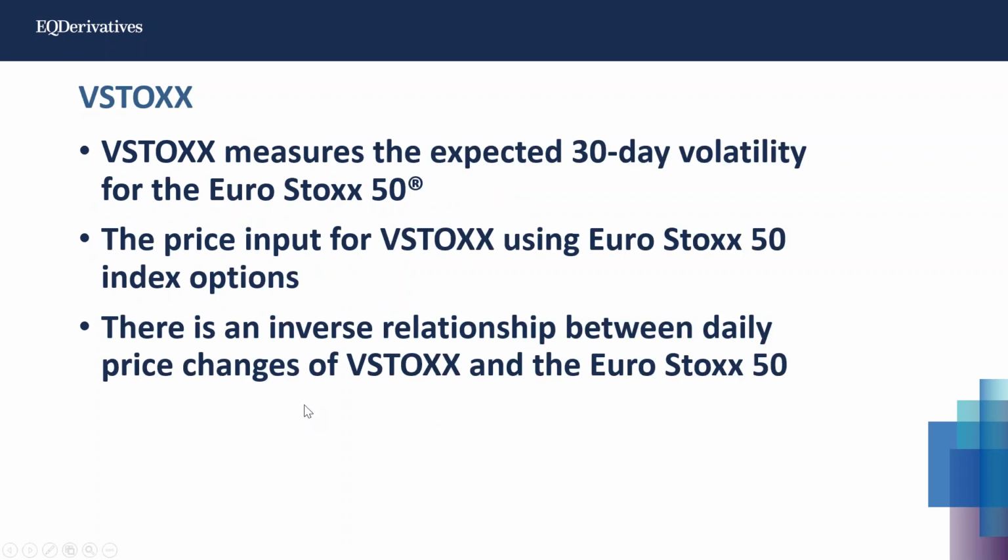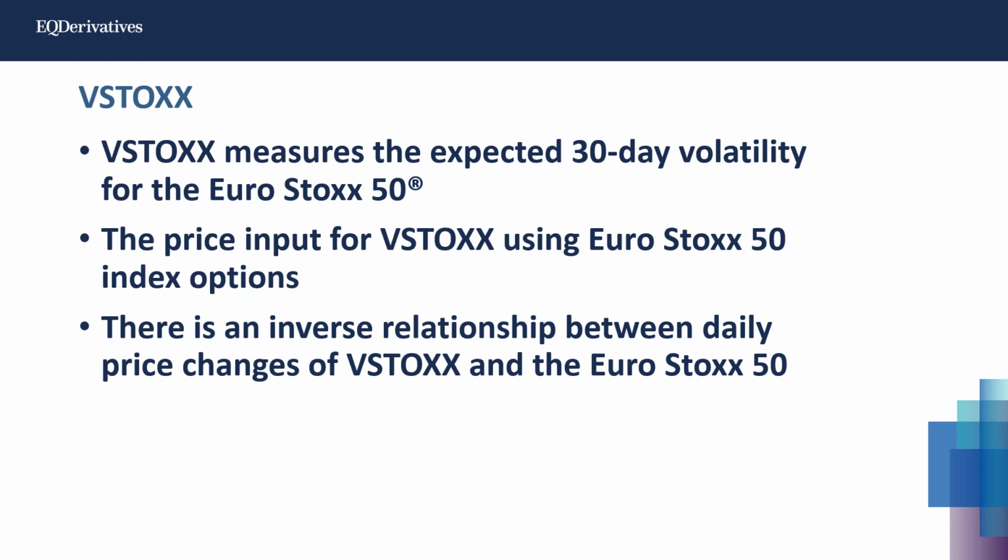Now, VSTOXX is a volatility index that measures the expected 30-day volatility of the EURO STOXX 50, which is a great benchmark index to give us continental-wide performance of stocks in Europe. The price input for VSTOXX uses EURO STOXX 50 index options, and we take a couple of expiring series and combine them together, and we get that consistent 30-day measure of volatility.